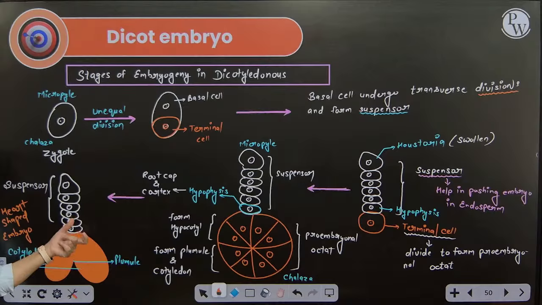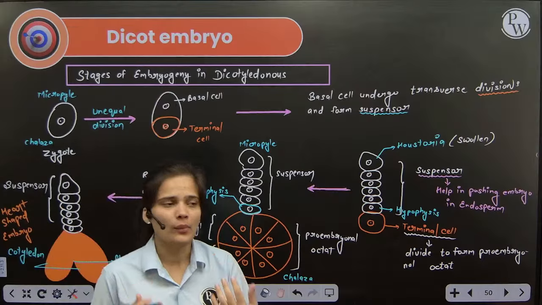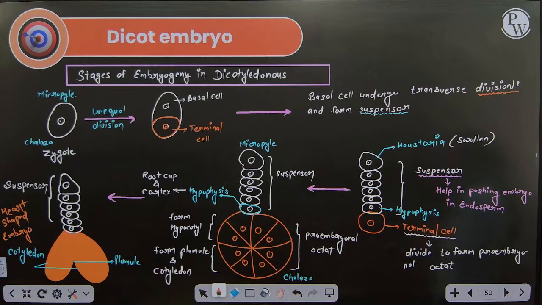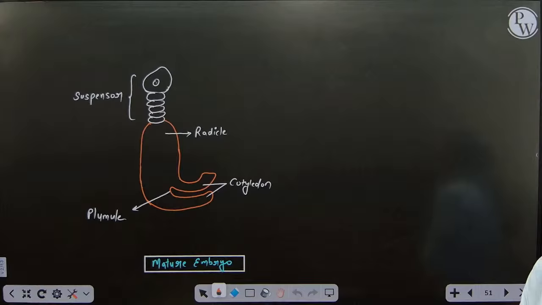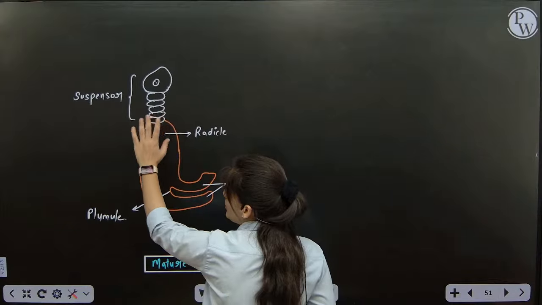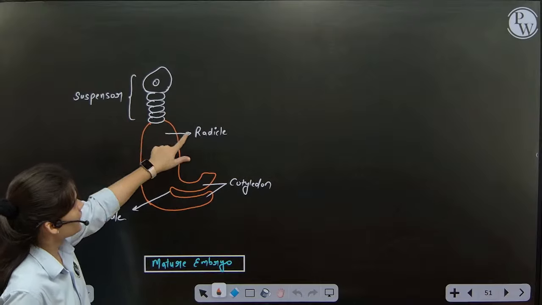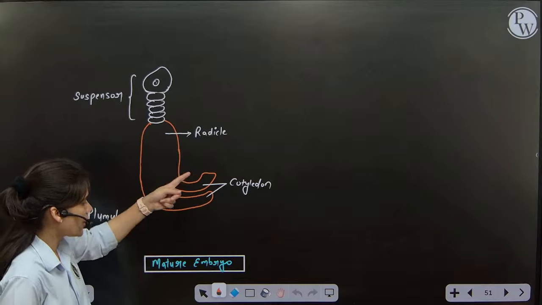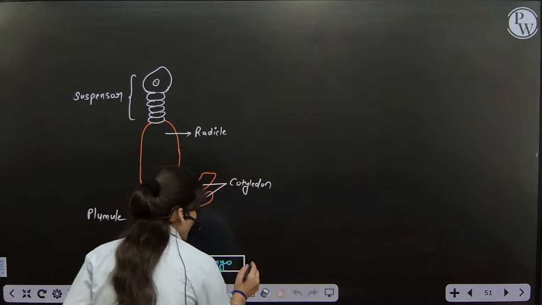Same suspensor, topmost cell is haustorium. This is the heart-shaped embryo, and the heart-shaped embryo has cotyledons and plumule. Then this heart-shaped embryo is going to form the mature embryo. Mature embryo also has cotyledons, plumule, embryonal axis. We'll see in the next slide. Yes, this is about the mature embryo. The mature embryo has suspensor. Here it has radicle, plumule and two cotyledons. This is about the mature embryo in case of dicot.